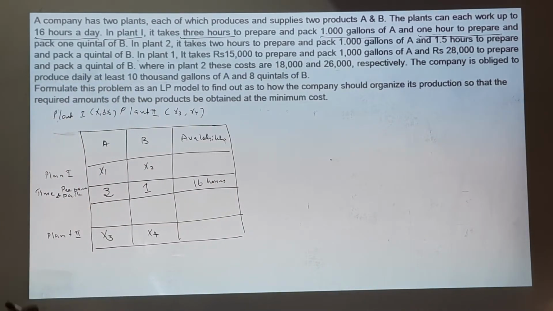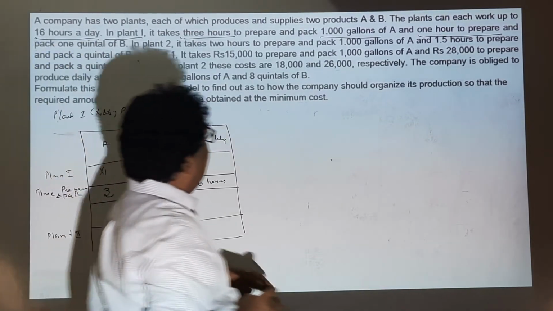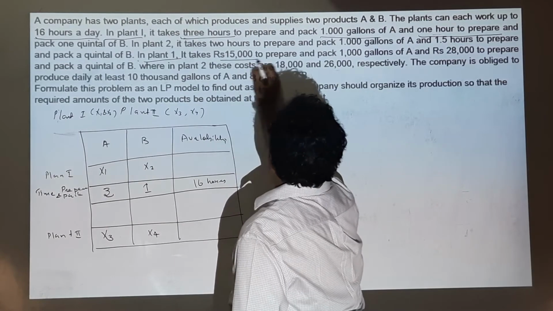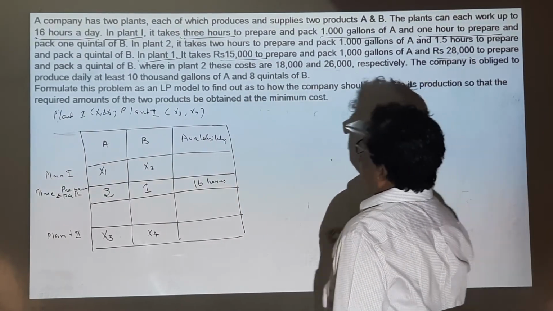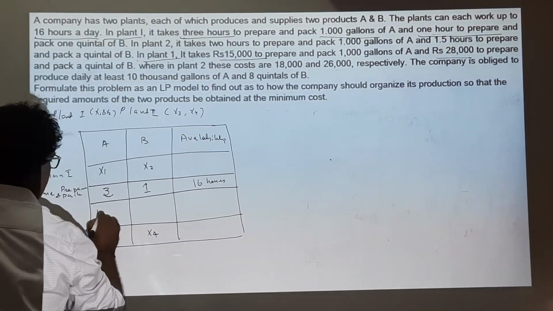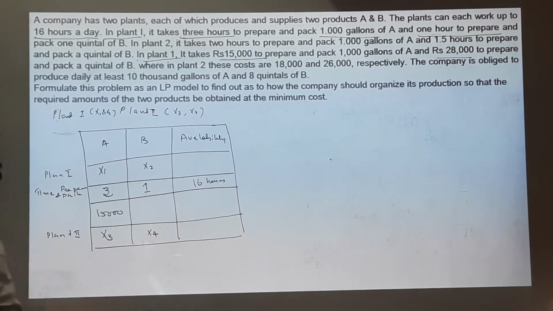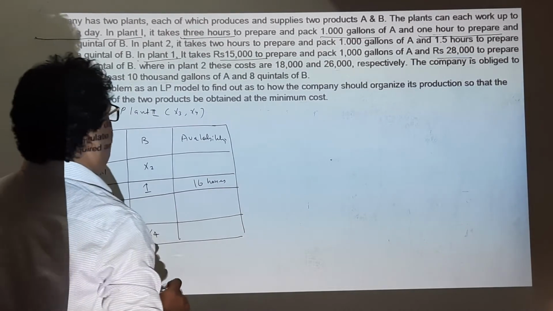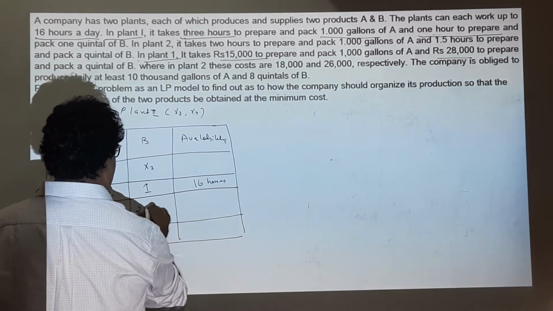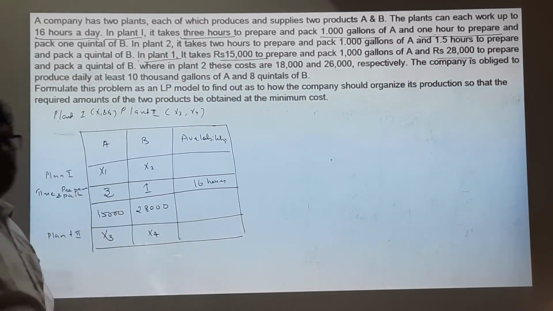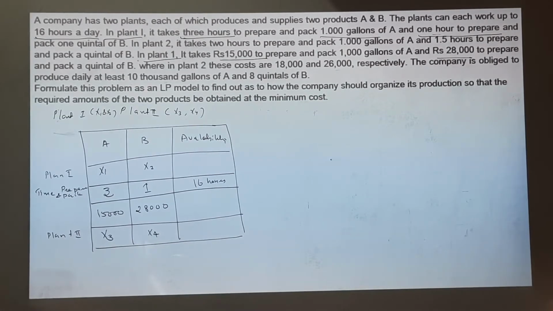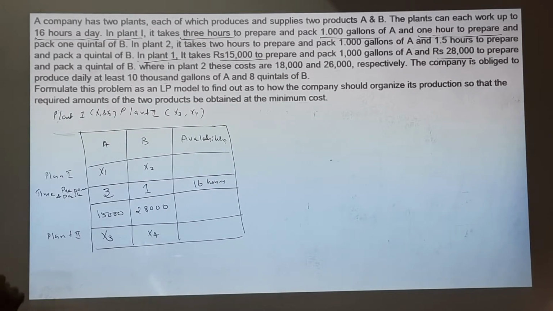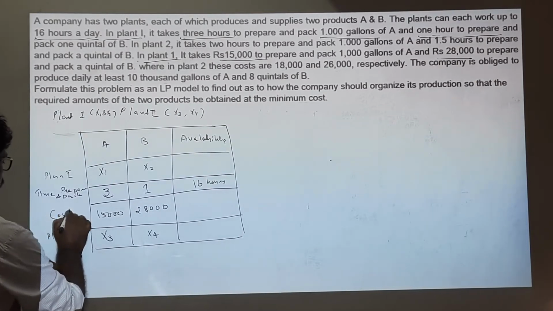Similarly, the cost required to manufacture at plant 1, you see, is 15,000 and 28,000. So what is this 15,000? 15,000 is for 1 unit of A, that means 1,000 gallons of A. And next is 28,000. 28,000 is for 1 unit of B, that means 1 quintal of B, because the unit is given in quintals. So this is the cost.